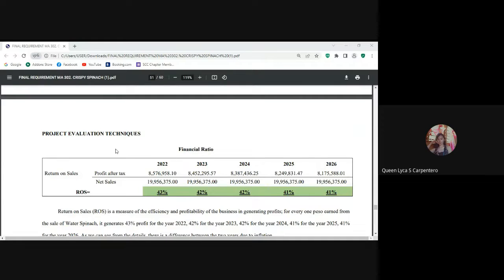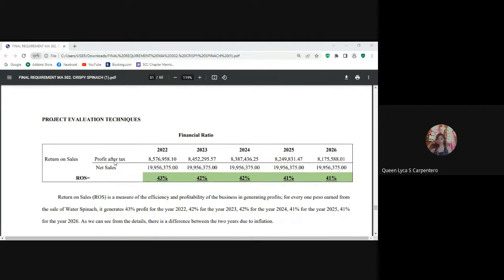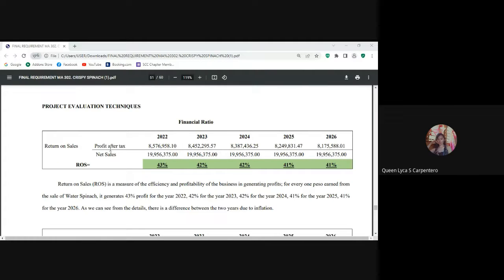Ako lang siyang kuanan sa financial ratio niya. So ang iyahang, as we can see, the return on asset ang sa year 2022 kay taas siya, tapos sa 2023 kay o 2024 kay same ang iyahang percentage og sa 2025 to 2026 na percentage.